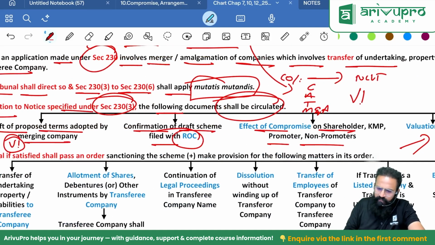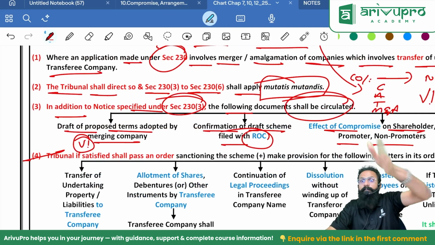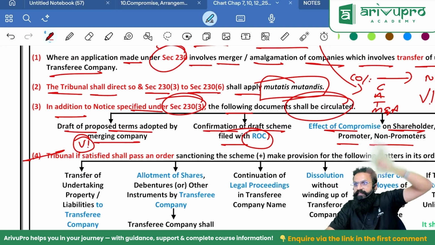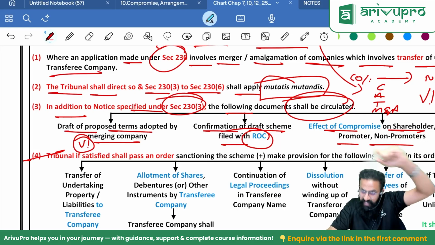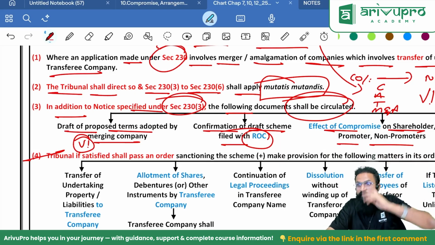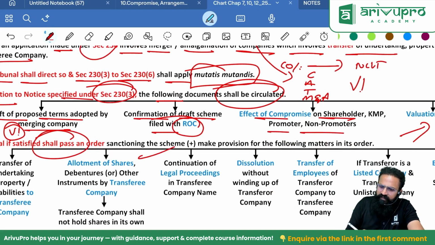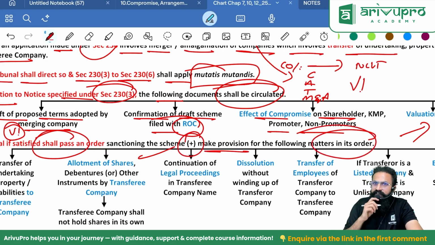Clear? Okay, now what will the tribunal pass? Tribunal will pass an order provided the scheme is approved in your meeting. We are assuming that 234, 5, 6 is done. Scheme is approved. Approved scheme is now sent to NCLT. Now what will NCLT pass as an order? NCLT shall pass an order sanctioning the scheme, approving the scheme, plus it will make a provision for the following matters in its order. It will include all this in its order.